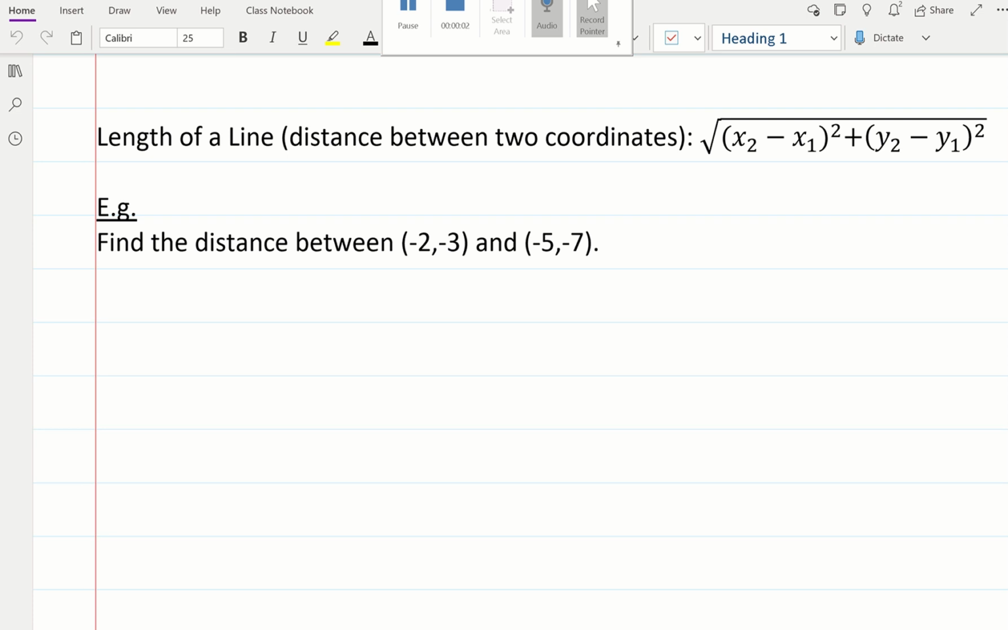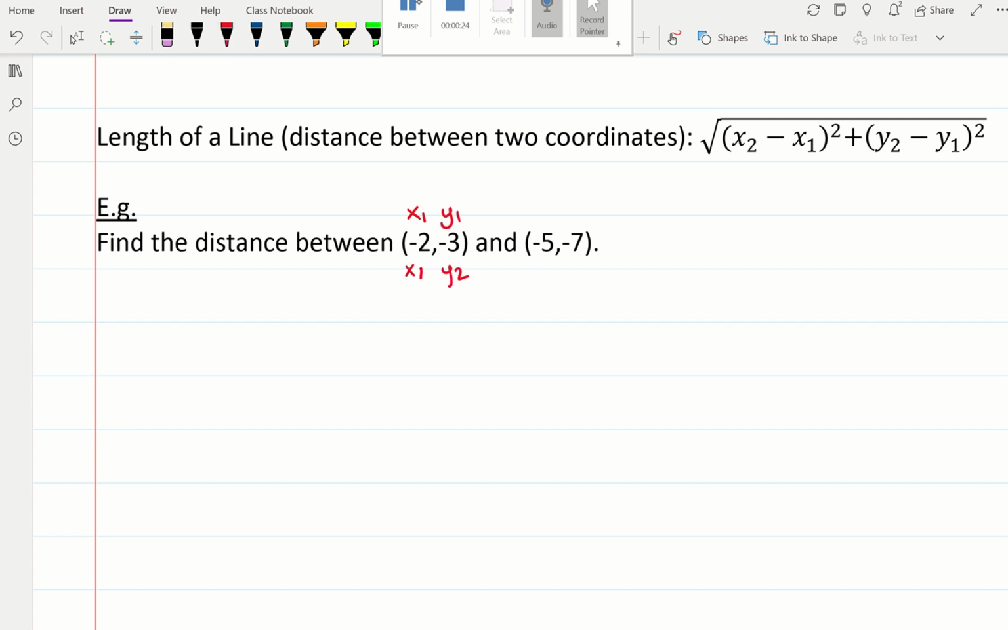So I'm going to be looking at the length of a line, or the distance between two coordinates, and I'm going to be using this formula. So the question would say find the distance between two coordinates, or find the length of the line. And I would start by labeling the coordinate x1, y1. Please don't put x1, y2, which I've seen before. It's x1, y1. It's the first coordinate, x2, y2.